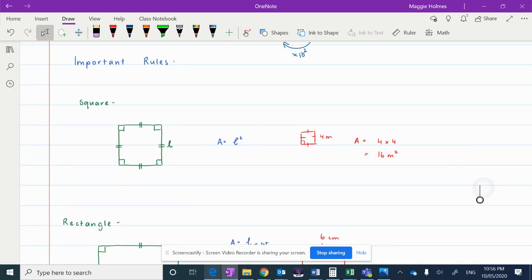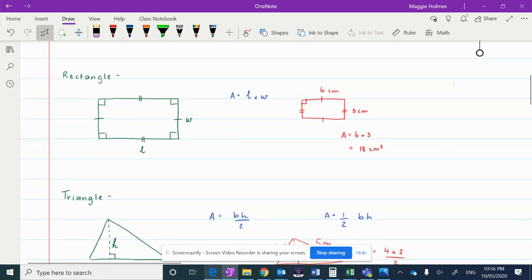Alright, so we have a square. Right angles, equal side lengths, quadrilateral. Its formula is length squared, or you can think of it as length times width, just that the length and width are the same. Here's an example. Square with 4 meter side lengths. You set it up, the area is length times length, so 4 times 4 is 16, and remember your units.